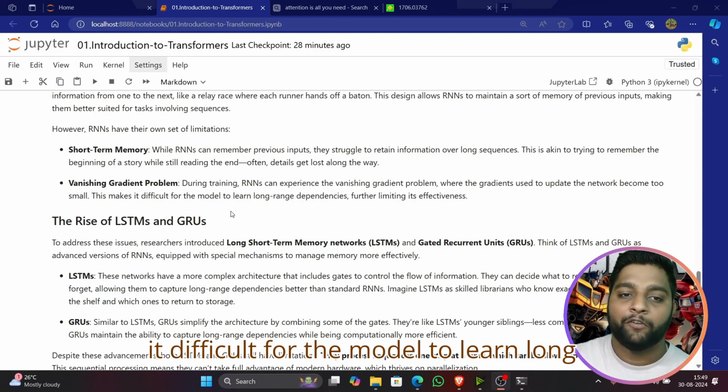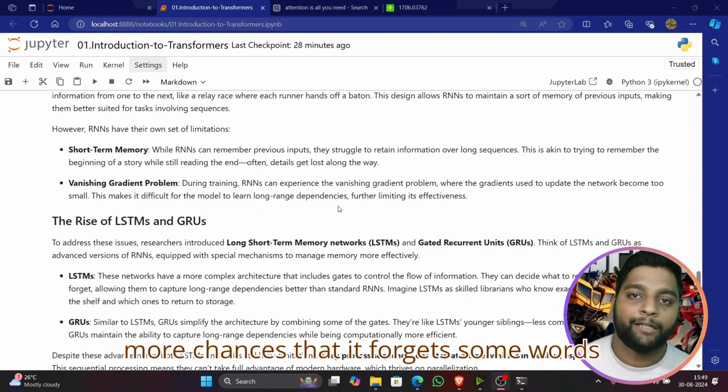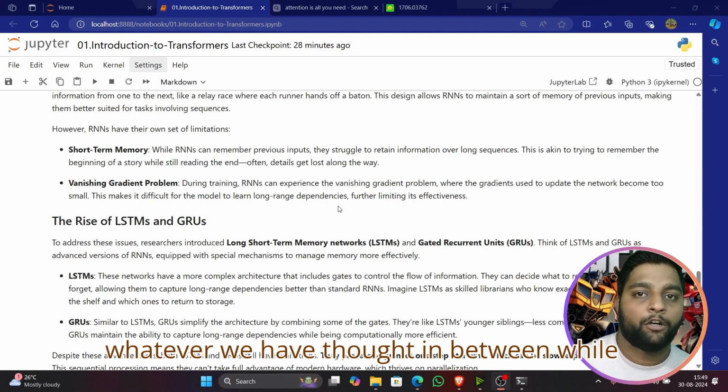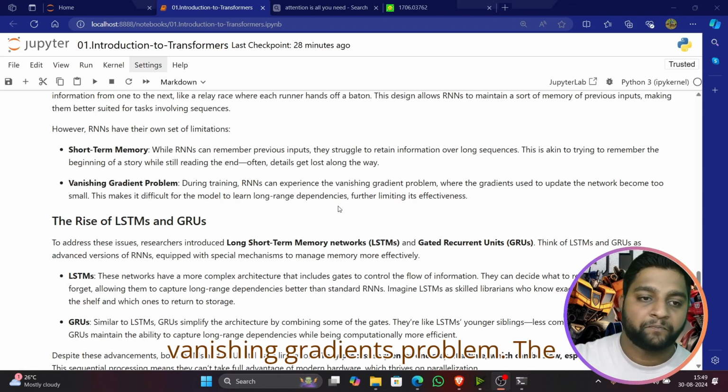This makes it difficult for the model to learn long range dependencies. It means there are more chances that it forgets some words, and even forgets some data we have taught in between while training. So most of this is the vanishing gradients problem.